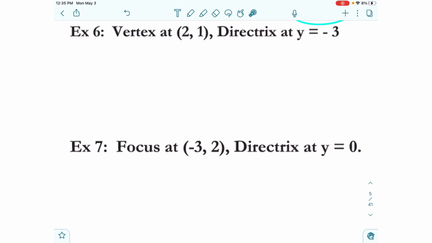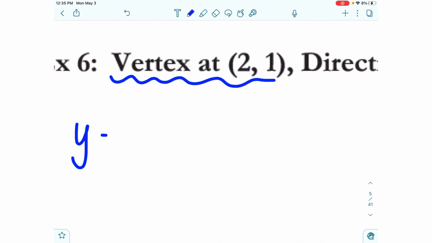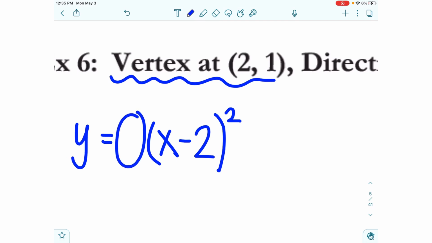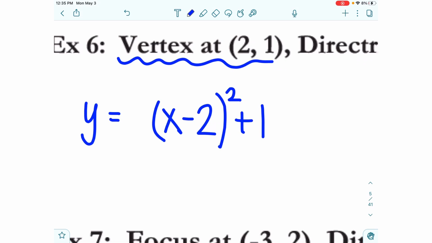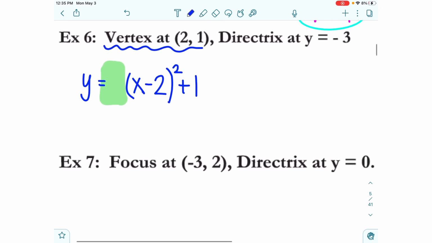So I am on page 5 of your binder, and I am going to talk about examples 6 and 7. The first thing in example 6 is that you're given the vertex. So you can pretty much write almost the whole equation just by having the vertex. Now, I left a blank spot here, and that's on purpose. But I know that it's going to be y equals, and then x minus 2, quantity squared, and then plus 1. And then I am just going to try to find this number that goes in front of the parentheses, aka the a value.